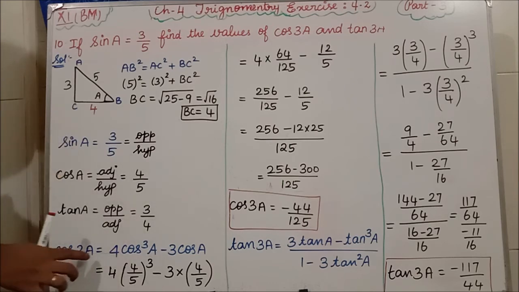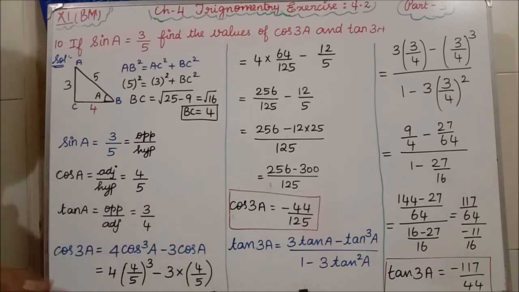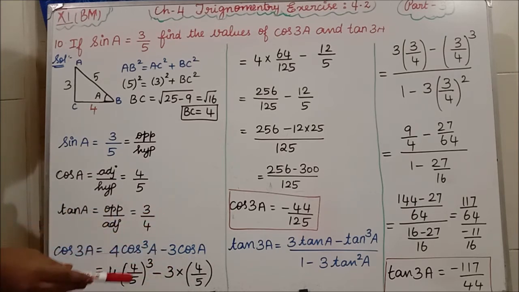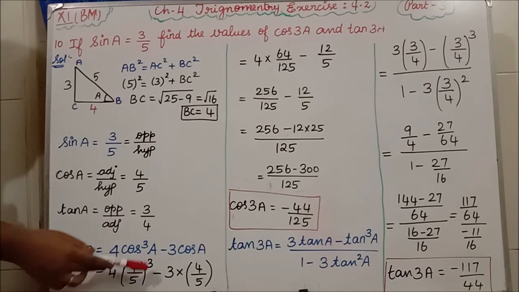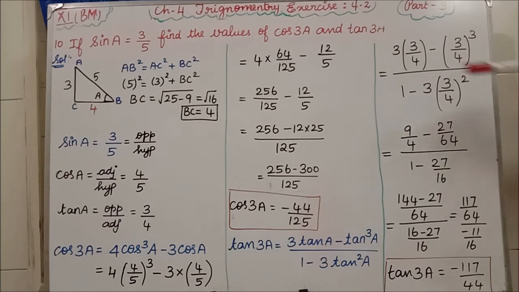Okay, now the cos 3a formula I have written: 4 cos cube a minus 3 cos a. 4 into the cos value. Cos a value is 4 by 5, the whole cube, minus 3 into the cos a value, 4 by 5. 4 cube, if you do, we will get 64. 5 cube is 125. Clear? So 3 fours are 12 by 5. The next step, 4 into 64, if you multiply, we will get 256 divided by 125, minus 12 by 5.